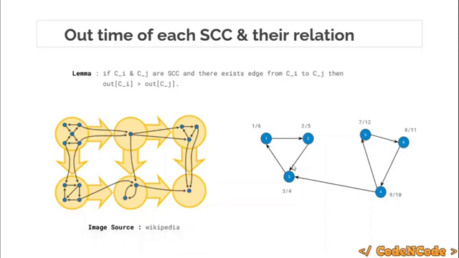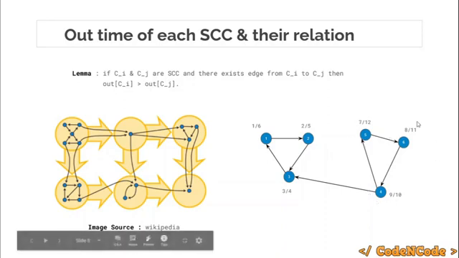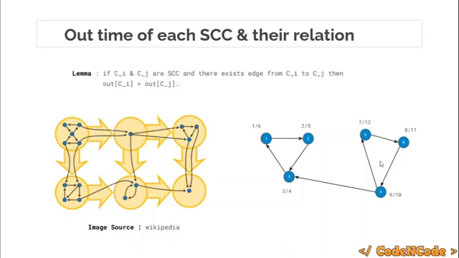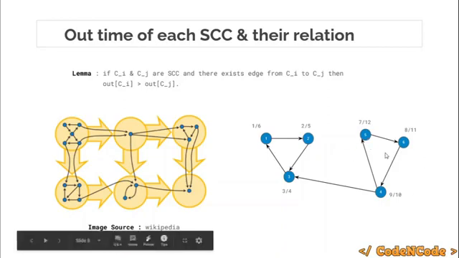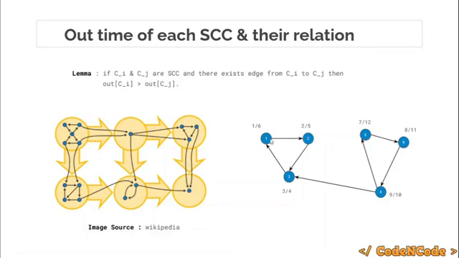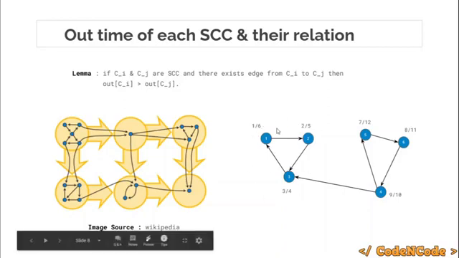So see, there are two conditions. First, either you make a DFS call to SCC B. I think I have called this B, right? So it is possible that you first made a DFS call to B, and then if you made a DFS call to B and A, it is possible that B and A both will get visited by that DFS call. Or the other condition is that you first made a DFS call to any of the nodes of SCC A.